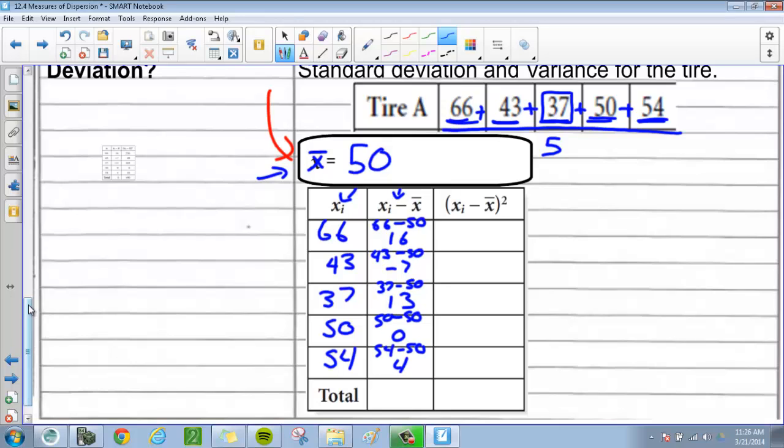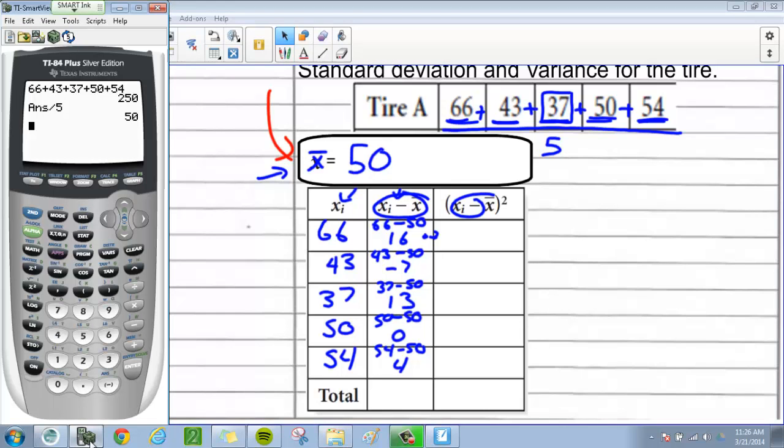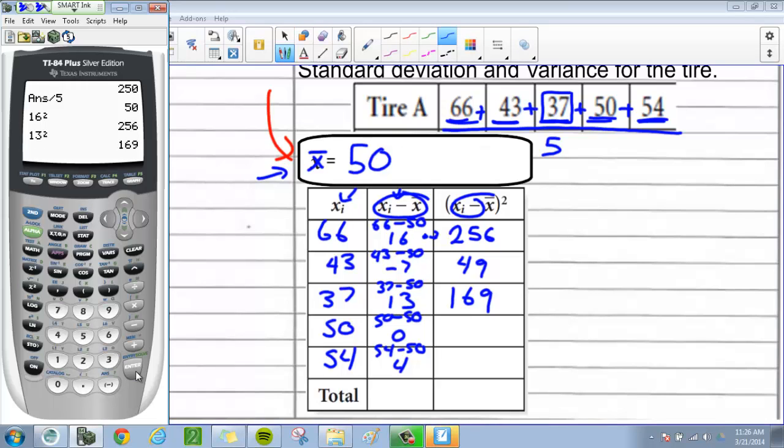Okay? Now, this next row wants you to take all these values right here and square them. So 16 squared is 256. Then we have -7 squared. Remember, when you square a negative, it becomes a positive, so this one's 49. Then 13 squared is 169. And then 0 squared is 0. 4 squared is 16.